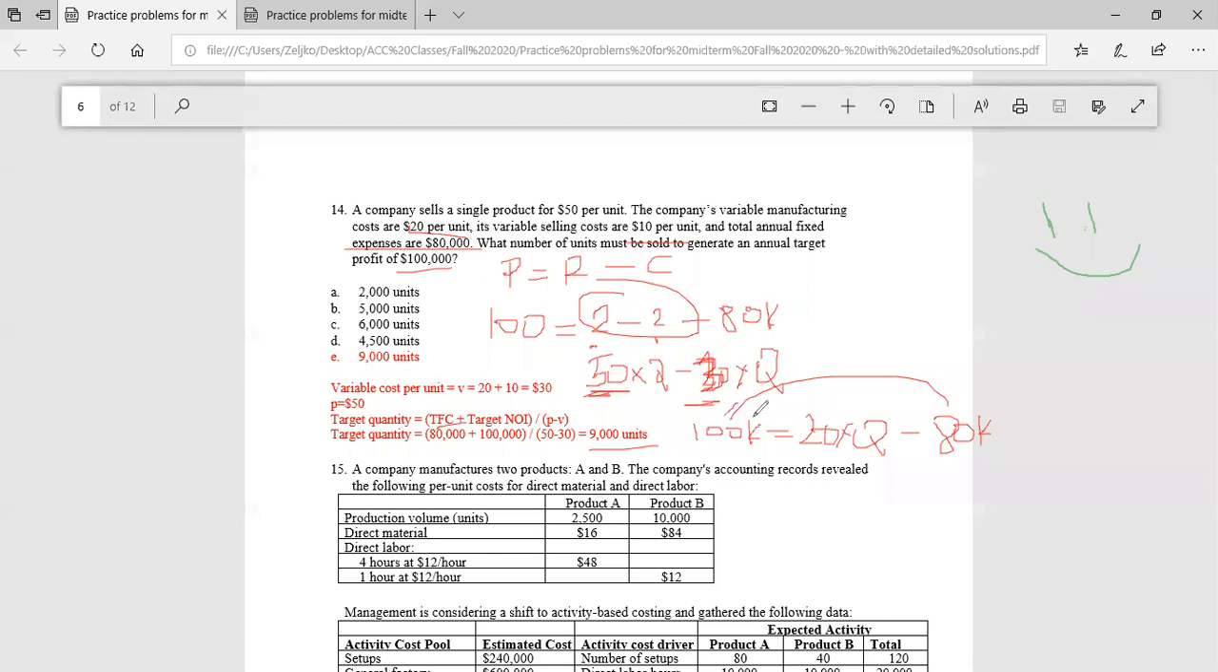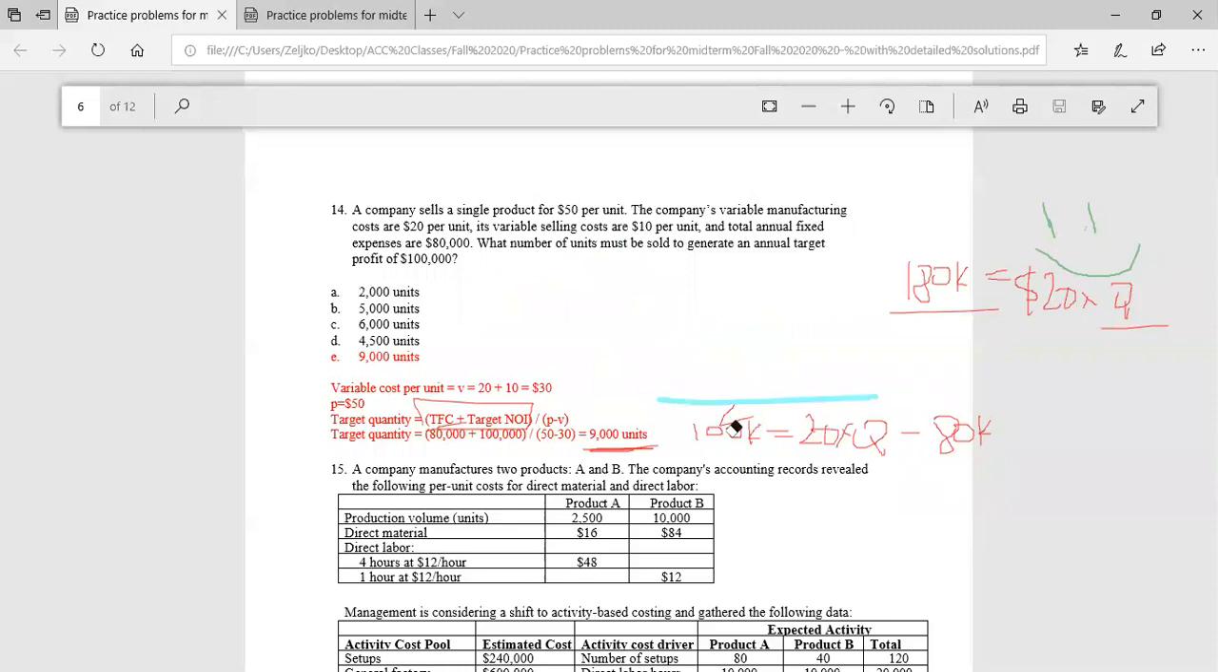Well, when we move this to this side, we get 180K. 180K is equal to $20 times quantity. And then now we divide these 180K by $20 in quantity, we get quantity of 9,000 units, right? So that's how we derived this shortcut here. That's also covered in chapter 6.